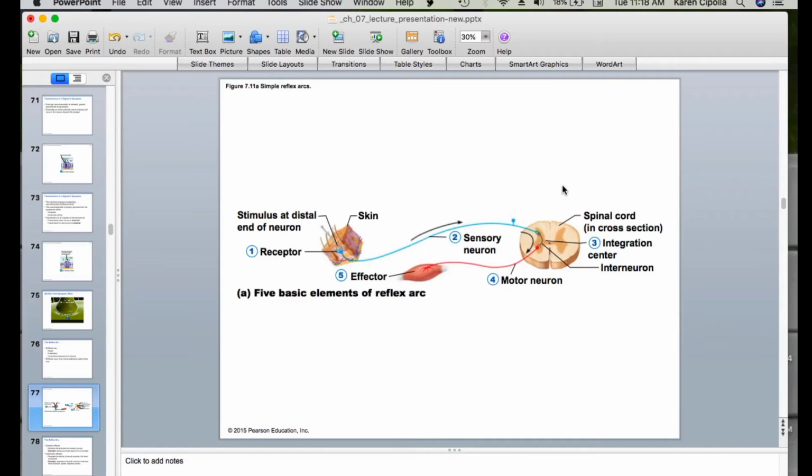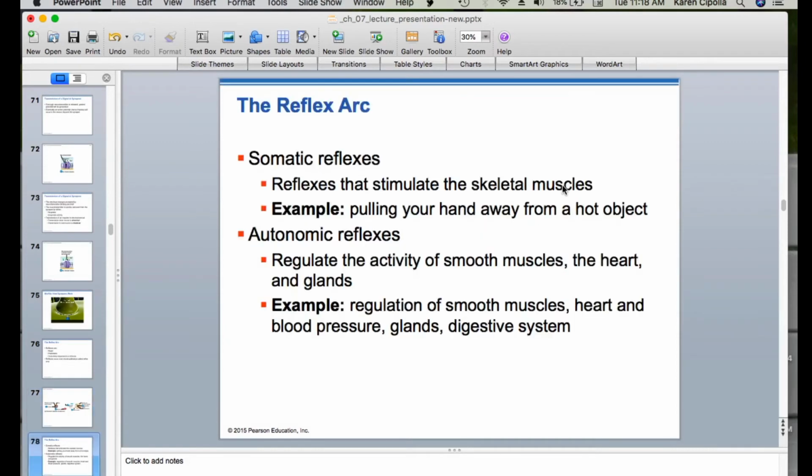There are two different types of reflex arcs. You've got your somatic reflexes and your autonomic reflexes. Your somatic reflexes stimulate the skeletal muscles. That is your patellar reflex. That is causing the knee-jerk response to that mallet. Your autonomic reflexes are the smooth muscles, the heart, the glands.